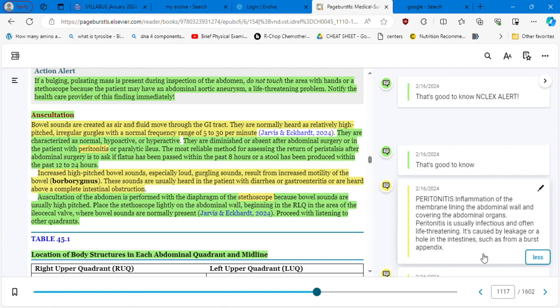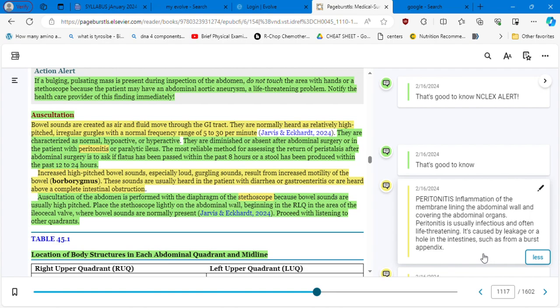Increased high-pitched bowel sounds, especially loud gurgling sounds, result from increased motility of the bowel, and it's called borborygmus, okay? These sounds are usually heard in a patient with diarrhea or gastroenteritis, or are heard above a complete intestinal obstruction. So you're going to hear high-pitched bowel sounds when there is a crisis in the bowel, right? In the gastrointestinal tract. So there is an increased motility.